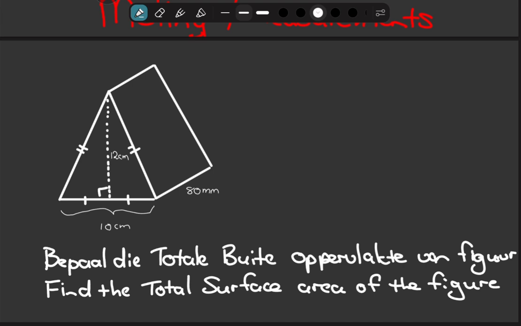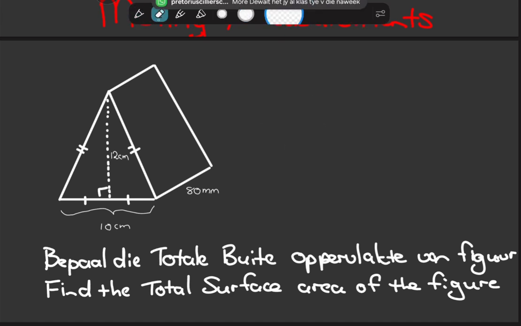So what I tend to do is, ek gaan maak 'n net van hierdie figuur. So I try to draw a net of this. So it's like I'm opening up this figure on a flat surface. Now think of this. I'm going to open this figure up. Okay. Nou daar is my net.